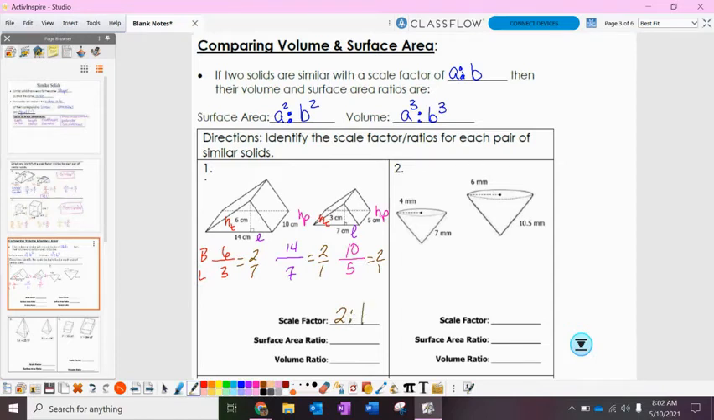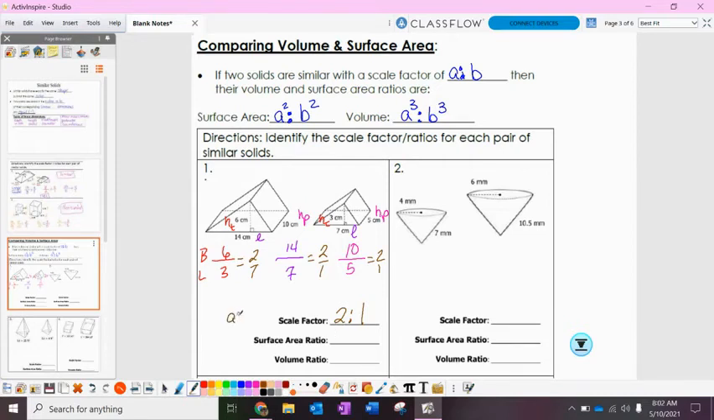Now, if they cared about the order, then they would tell you the scale ratio of larger to smaller. If you wrote 1 to 2 here, that would be acceptable because the directions don't specify, but usually they do specify.